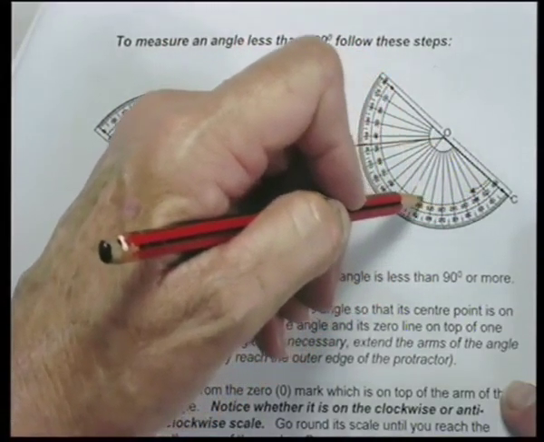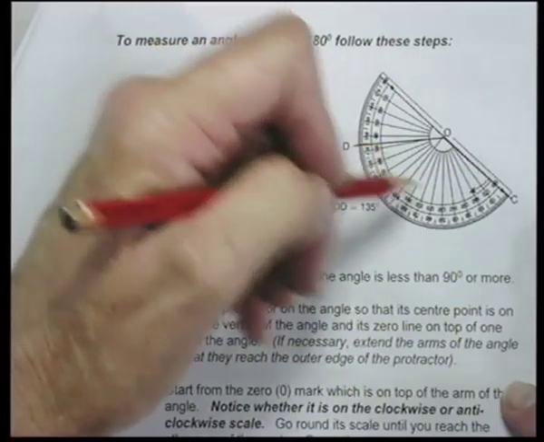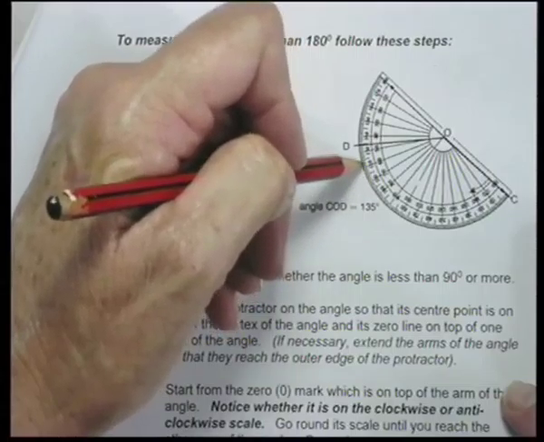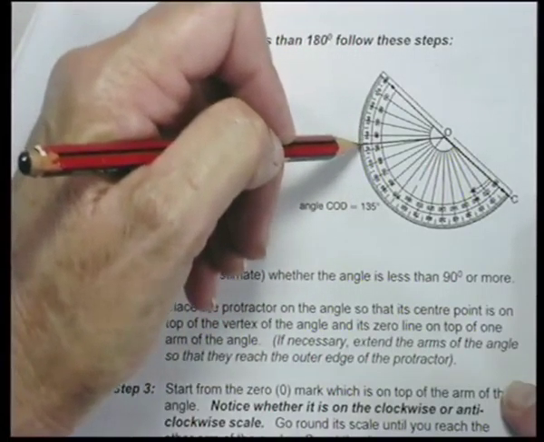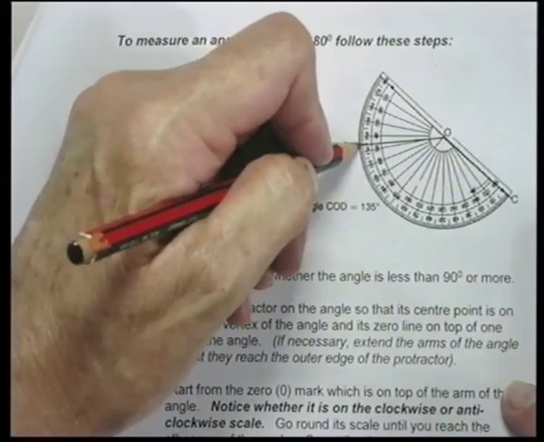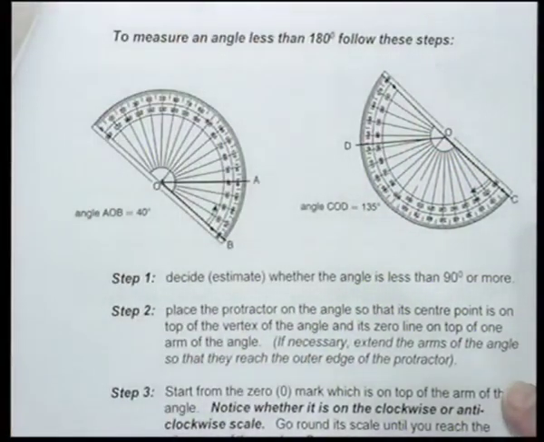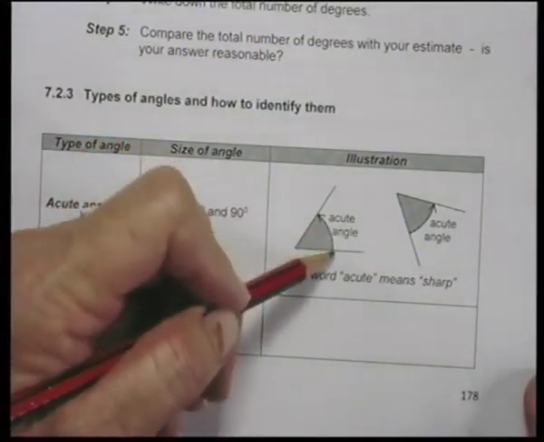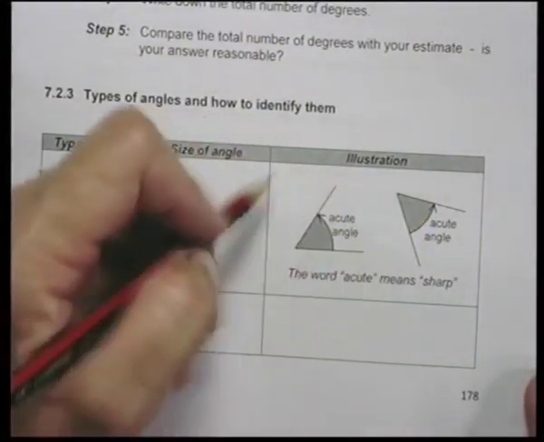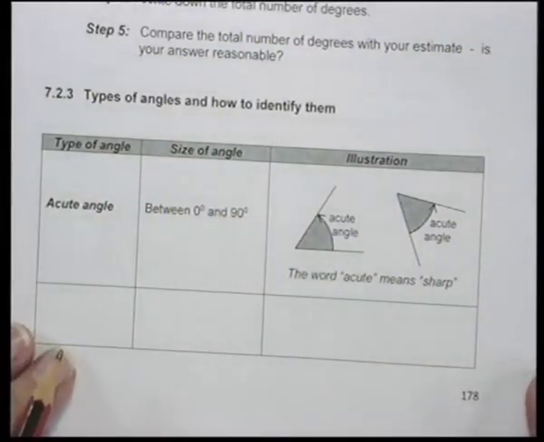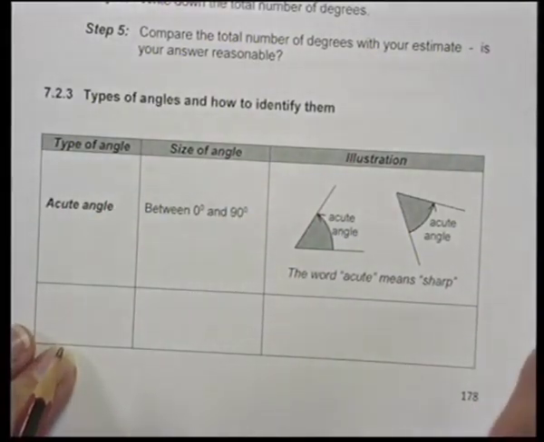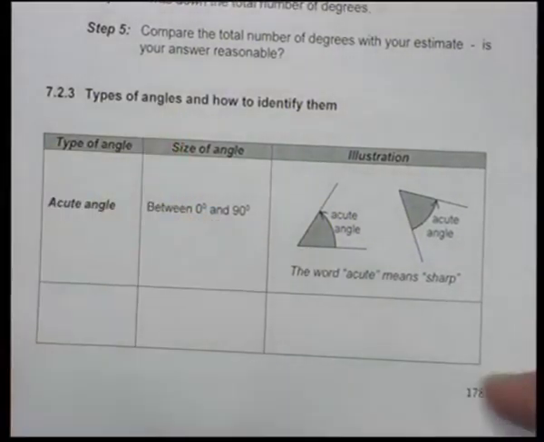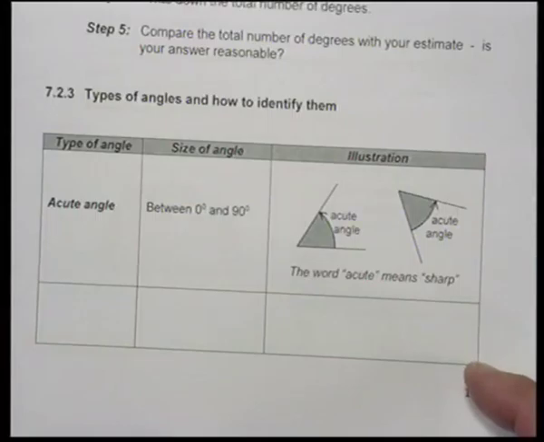0, there we go, up to 100, 110, 120, 135. So there, from that side to that one. And then we must show where the angle is. For example, in this case, where is the angle? Is it the acute angle here, or is it the other angle on the other side? The acute angle is between 0 and 90 degrees. The word acute means sharp, so it's a sharp angle.